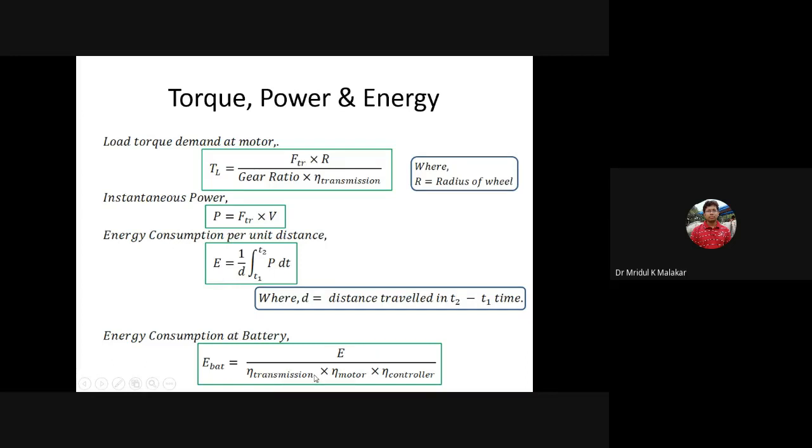Because this quantity will be 0.9, suppose the highest efficiency is 0.9, 0.9, 0.9. Once I multiply all the 0.9 values, I will definitely get a smaller value.